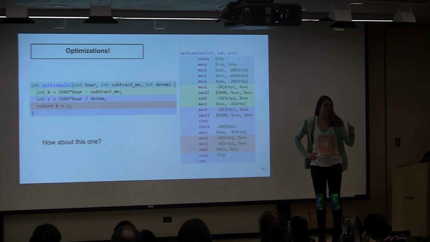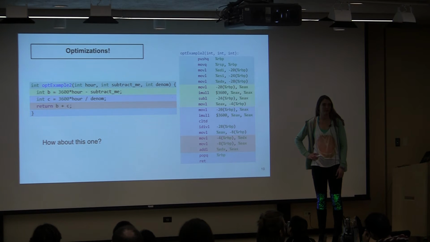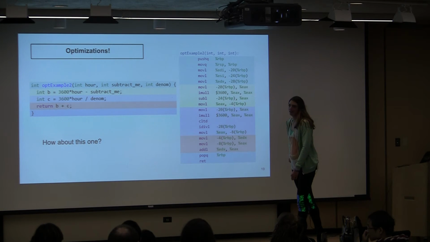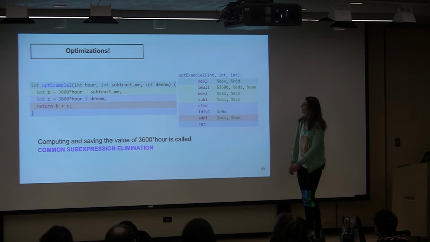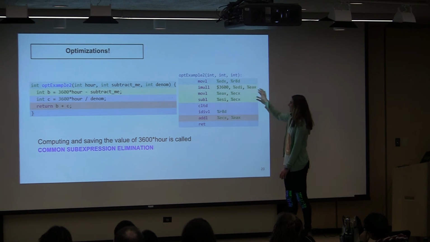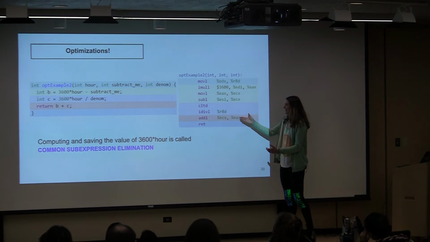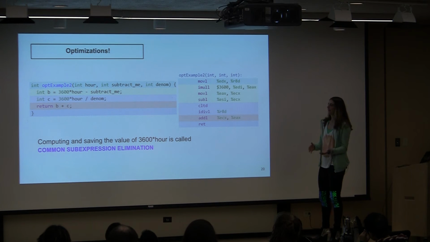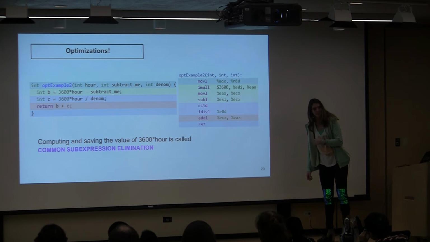What's one way to optimize this? I know there might be more than one way, but just one way to optimize it. Do you see a way to only call imul once? Yes. Cache the 3600. Exactly. So we do it once and we stash it. And then we take that value and we subtract something or we divide something. But yes, if you cache something so that you only have to do it once, that's called common subexpression elimination.